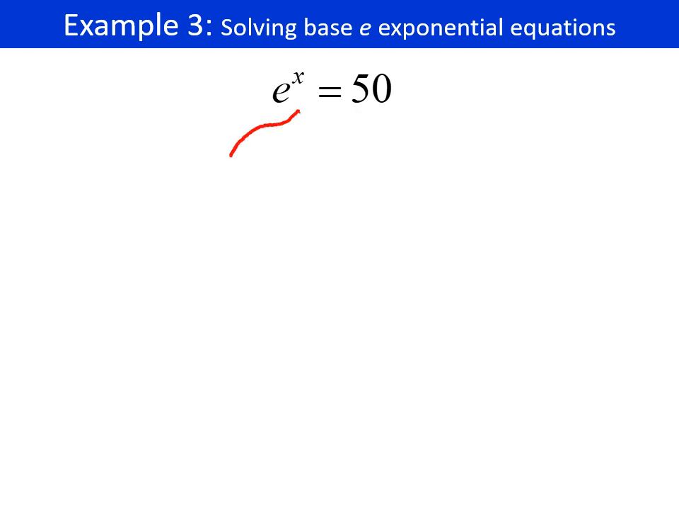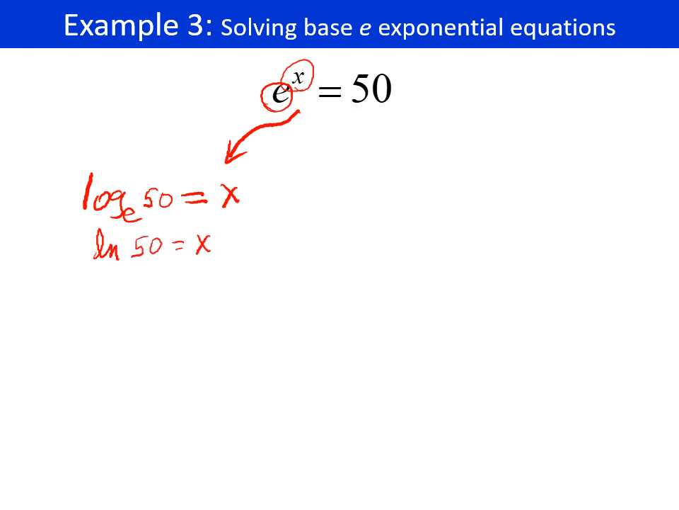So we're going to transform into logarithms. The base is the e. The logarithm is the exponent, which is the x. And by process of elimination, the 50 has to go in that spot. So this is log base e of 50, which we typically write as the ln of 50.